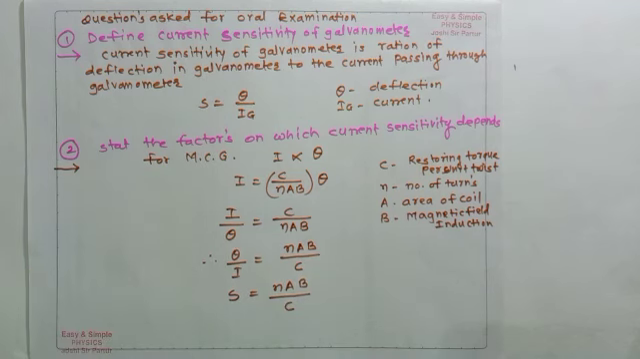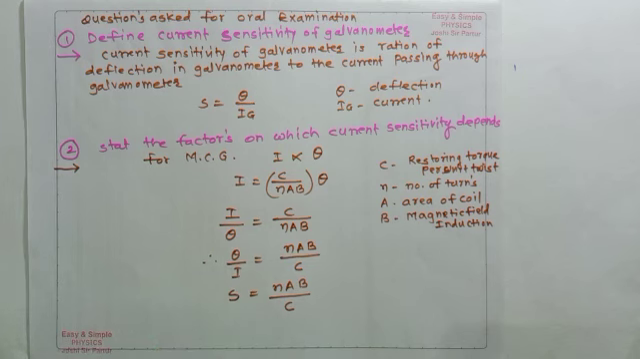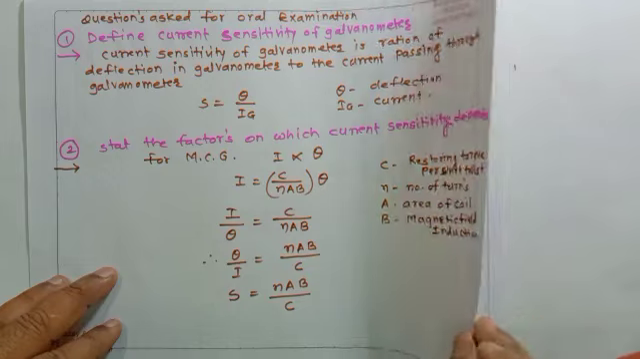So we can take the factors: sensitivity of moving coil galvanometer depends on number of turns of coil, area of coil, magnetic field induction, and restoring torque per unit twist. And this is the answer for which factors on which current sensitivity depends. So using this formula, S is equal to NAB upon C.